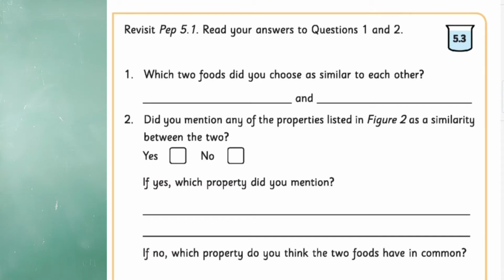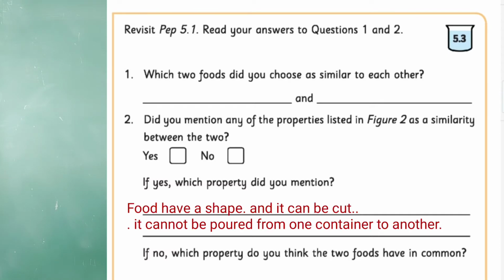What are they? Yes, you have to write cookie and apple. Second question, did you mention any of the properties listed in Figure 2 as a similarity between the two? Yes. If yes, which property did you mention? The foods have a shape, can be cut, and could not be poured from one container to another.